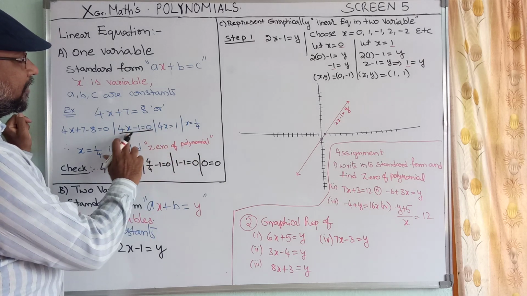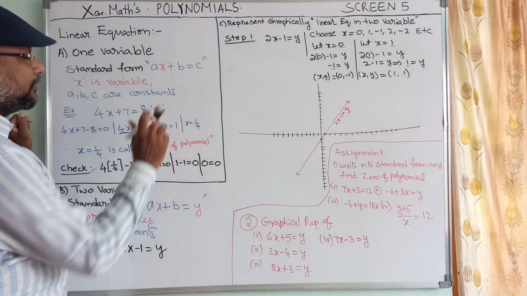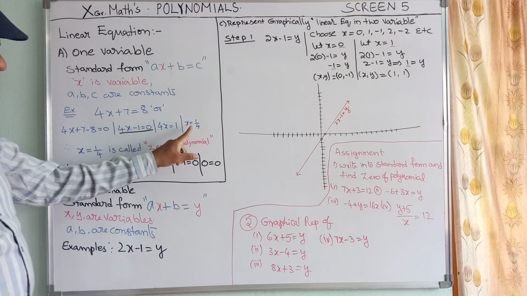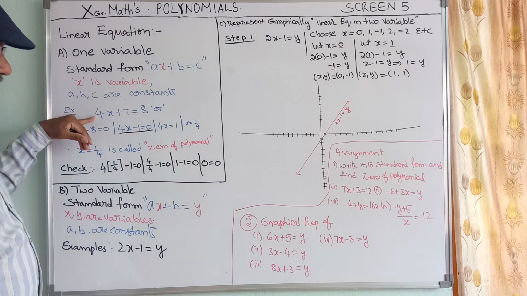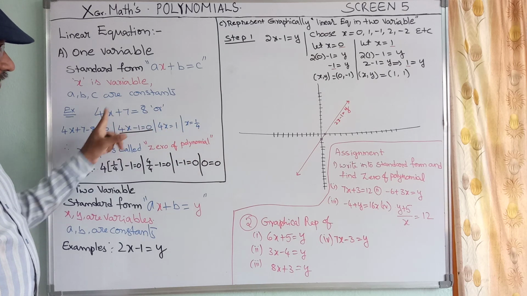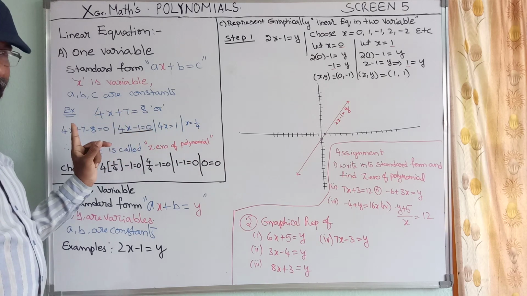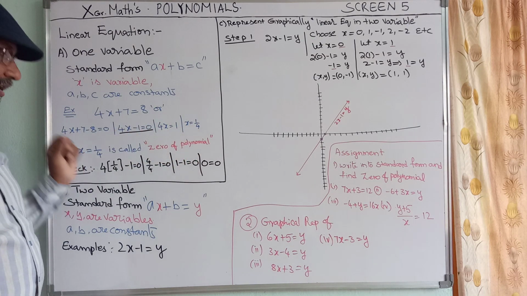Let us see. Now 4x is equal to 1, x is equal to 1 by 4. Now this is the value of x for this equation. If you substitute the value here, you will get 8 on both sides. Therefore this is the solution or the value of x.